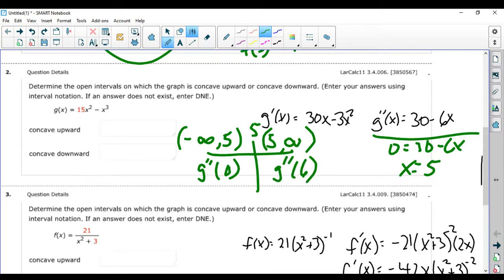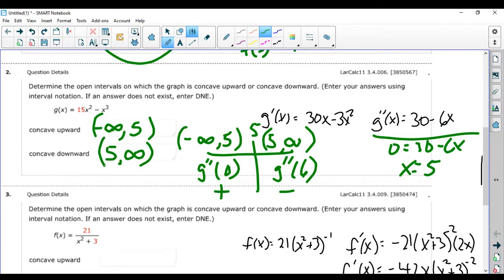When you plug in 0 to the second derivative, you'll get 30, which is positive. When you plug in 6, you'll get 30 minus 36, which is negative. So it's concave up where the second derivative is positive, so negative infinity to 5, and concave down 5 to infinity.